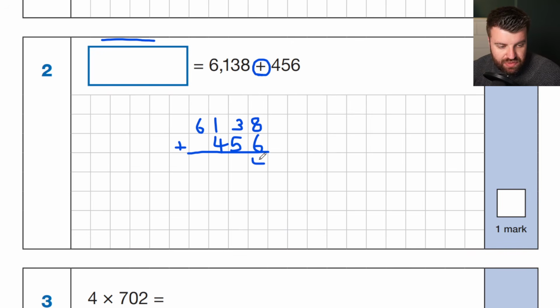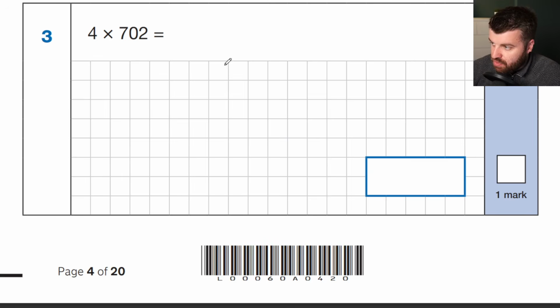8 plus 6 is 14, 5 plus 3 is 8, plus 1 is 9, 1 plus 4 is 5, and then we have 6,000s come down. Now you could leave it like that and get a mark, but it's always good practice just to put it in the box given. Okay, so do that properly and copy those numbers carefully. 6,594.